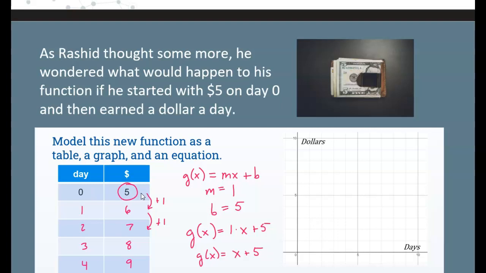We can graph these points. 0, 5 is here, 1, 6 is there, 2, 7, 3, 8, 4, 9, and so on. We will continue on with this line. We've named this g of x.